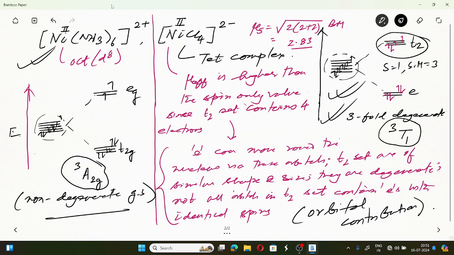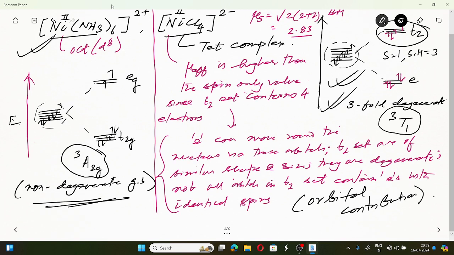Now what about this one, Ni(NH3)6 2+? They give you a question like compare the magnetic moment of these two, this and this. And normally we should expect that since it has a non-degenerate ground state, the magnetic moment should correspond to the spin only value. There will be no orbital contribution.